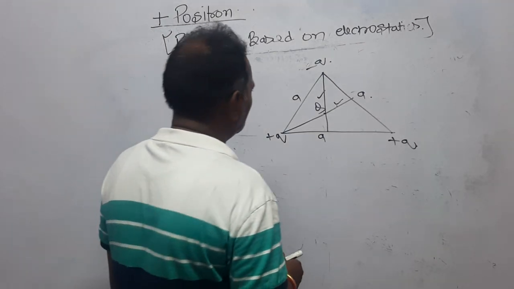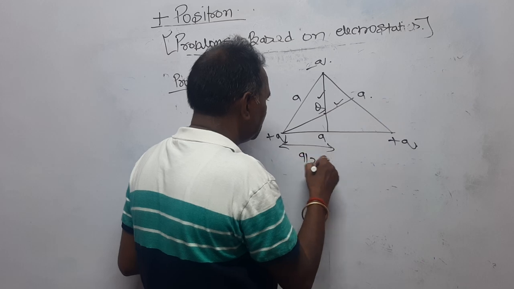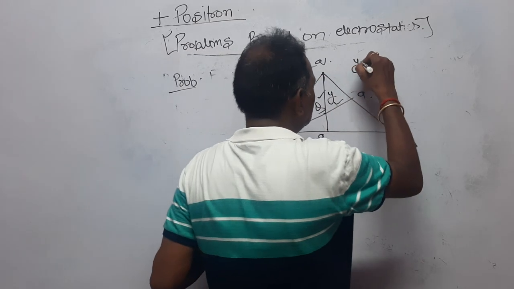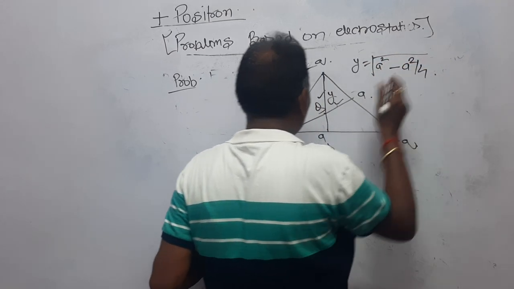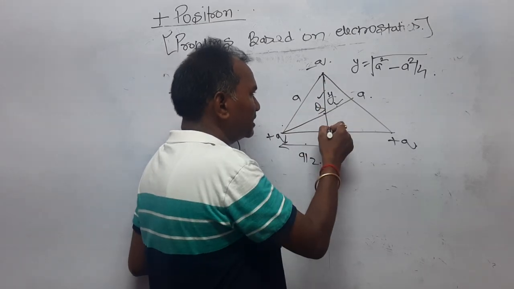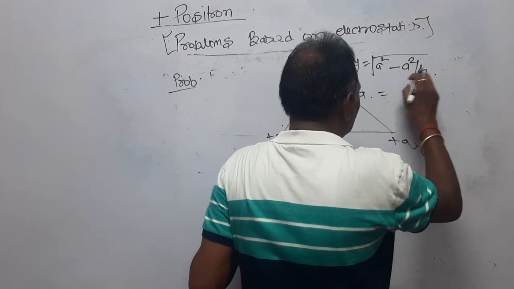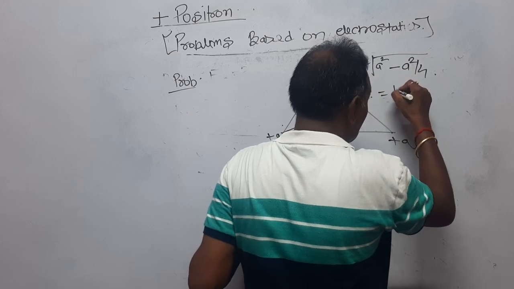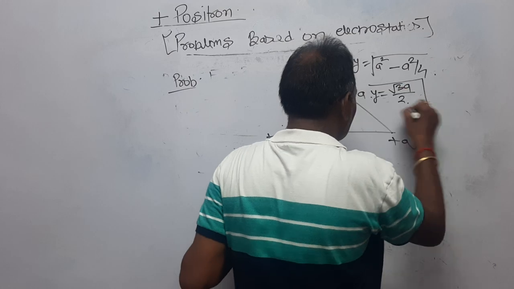Now dear student, if the side is a, then this distance is a by 2, right? This distance will be what? Let it be y. y is equal to under root a square minus a square by 4. Apply the Pythagoras, this square plus this square equals this square. So y square equals a square minus this square, that is a square by 4. That is 4a square by 4 minus a square by 4, means y equals root 3 a by 2, right?